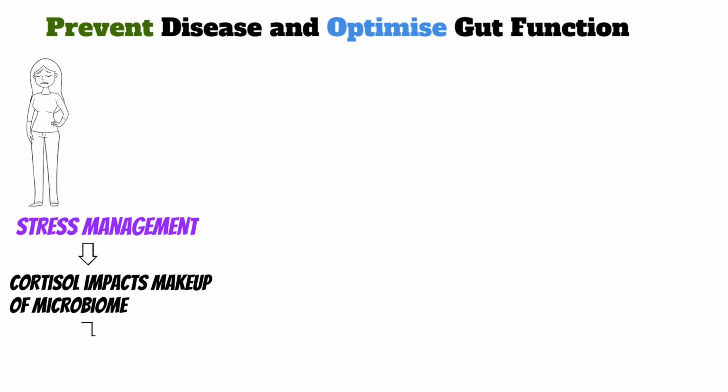So the aim is to prevent disease and optimize gut function. That's the aim of the game here. What I just said, many doctors don't even speak about. For example, you don't even get told. It's a simple lifestyle measure. How does cortisol impact things? This is something we need to address. Not many people talk about it. Then we have the other lifestyle things to discuss.